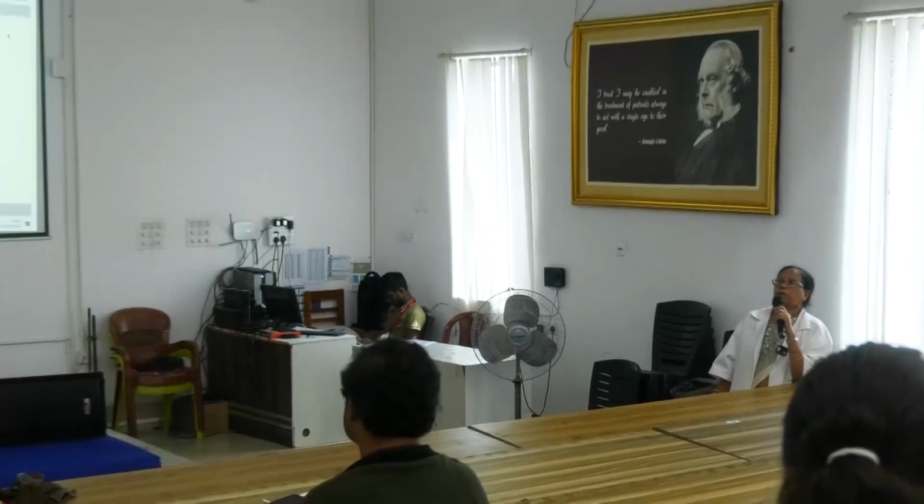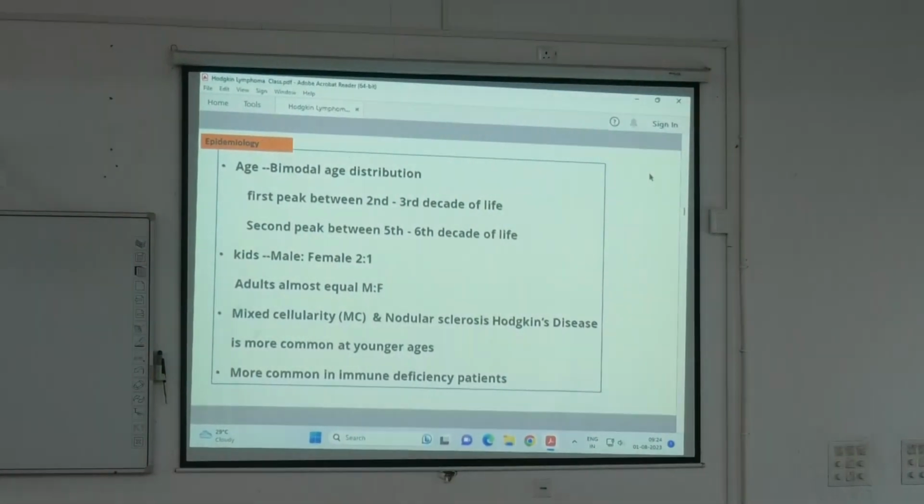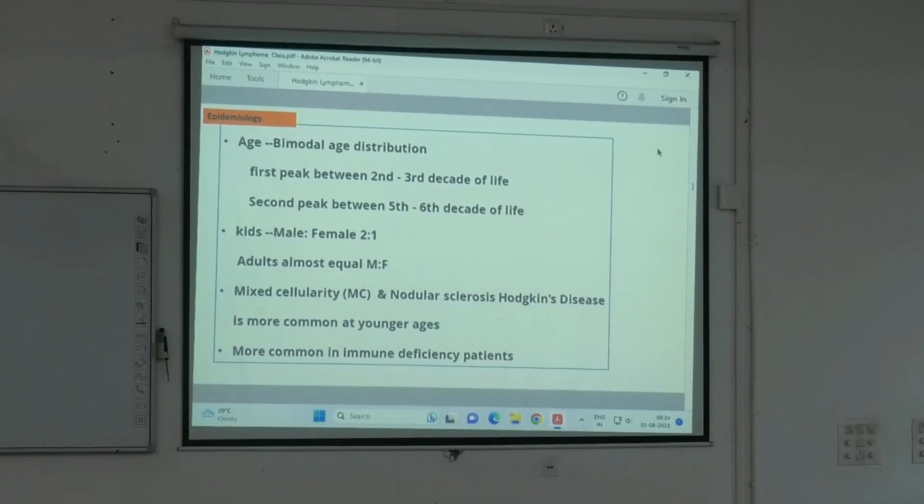The histological types most common in the younger age groups are mixed cellularity and nodular sclerosis. This group of disease usually affects the younger age group. Patients with immunodeficiency are also vulnerable to this disease.